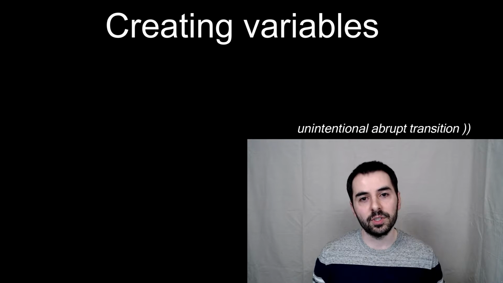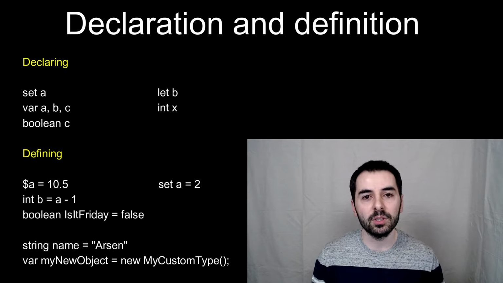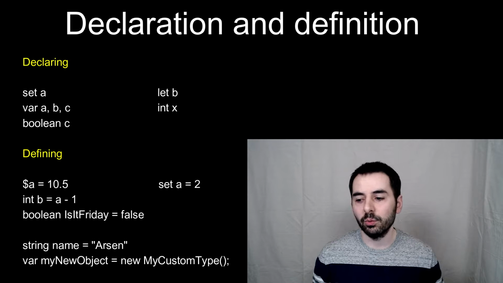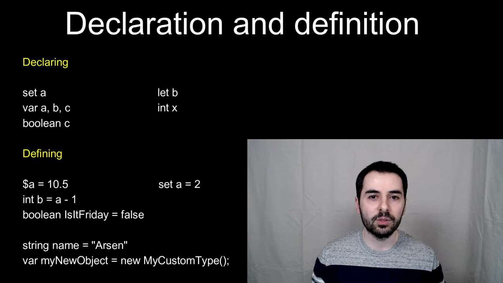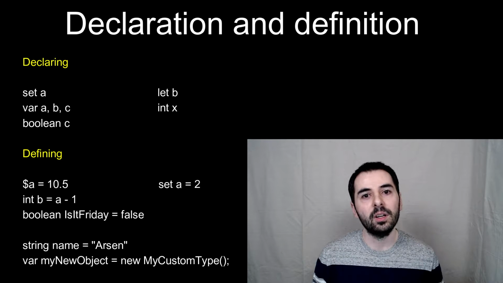But for now, most of the languages have these two ways of creating variables. One is declaring a variable, and the second one is defining. Declaring is when you say, I want to have this variable because my program will use it later. And defining is when you say, I want this variable with this value.